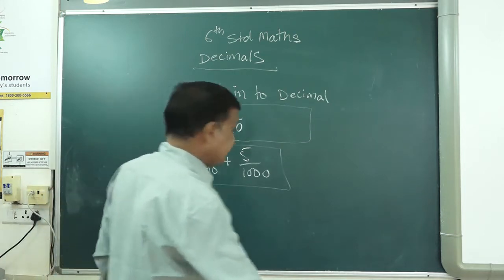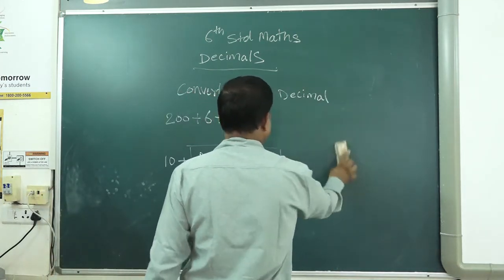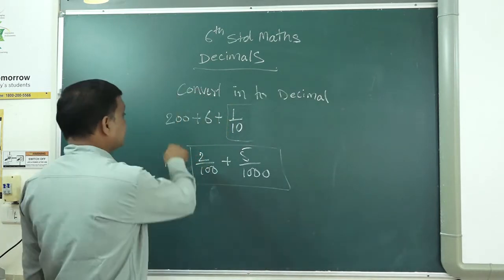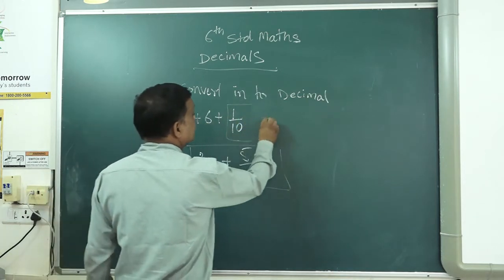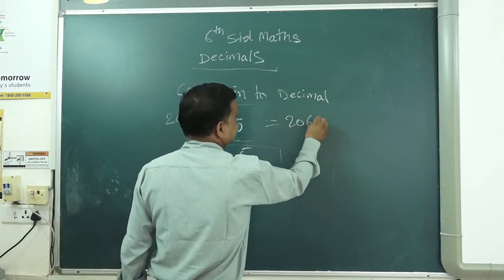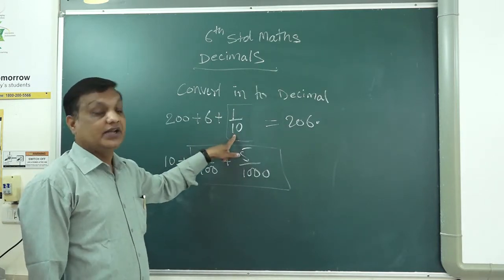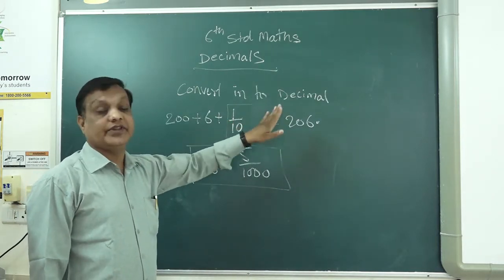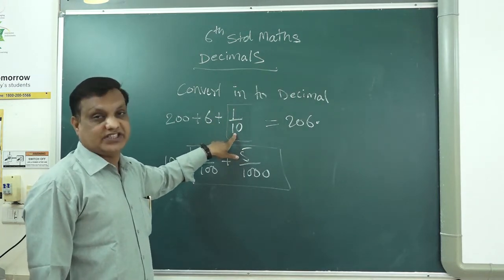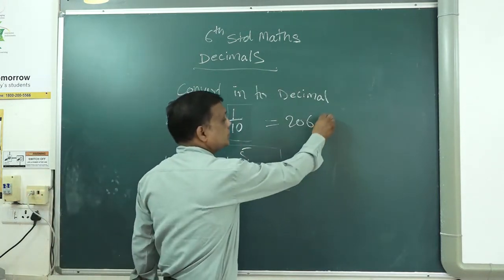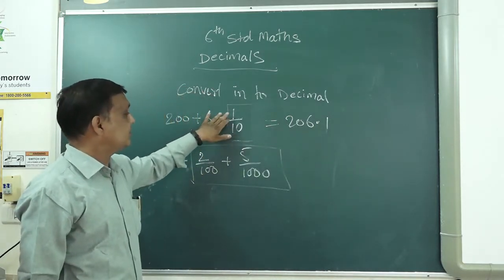So if you see, what is the first number? 6. 200 plus 6, how much? 206. Point. Why point? Because the fraction started. From where the fraction started, from there you have to put a point. Now 1 upon 10. 10th means the first digit. So here you have to put 1. So this is 200 plus 6 plus 1 upon 10.